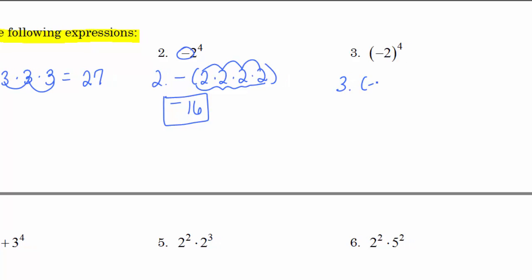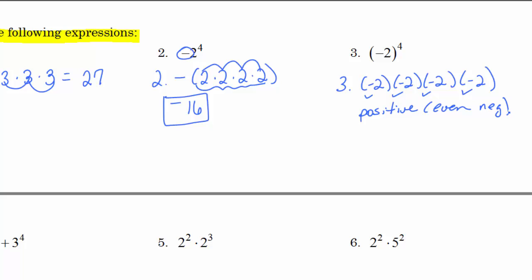Now number 3, just like I talked about up there, what the base is. This means negative 2 times negative 2 times negative 2 times negative 2. Now what happens when you multiply a negative times a negative times a negative times a negative? If you have an even amount of negatives, your answer is going to be positive. Okay, if you have an even amount of negative signs. Right? It's negative if you have an odd amount of negative signs. So we know the answer is positive, and then positive 16.